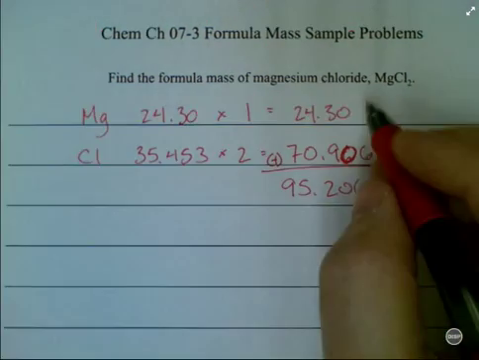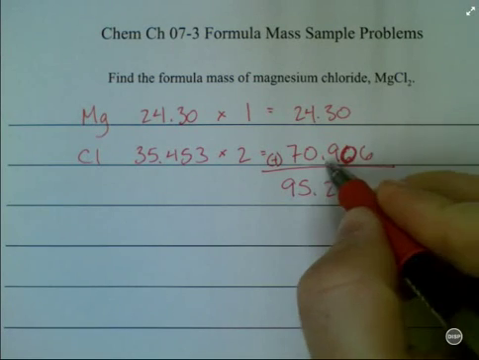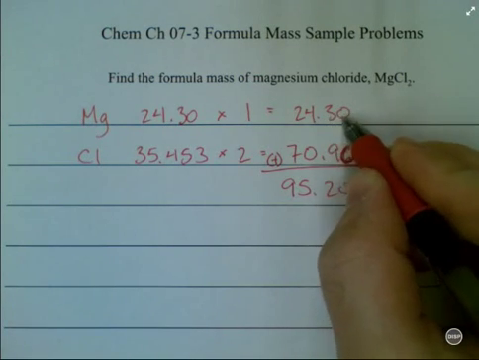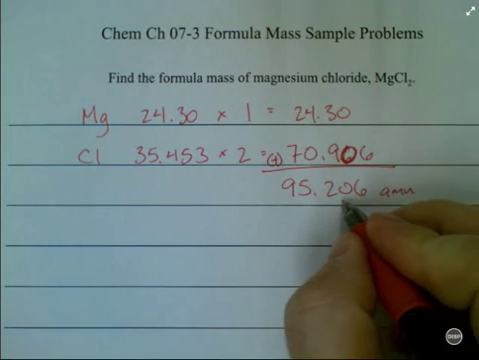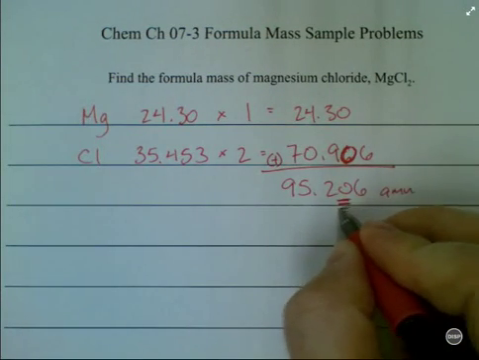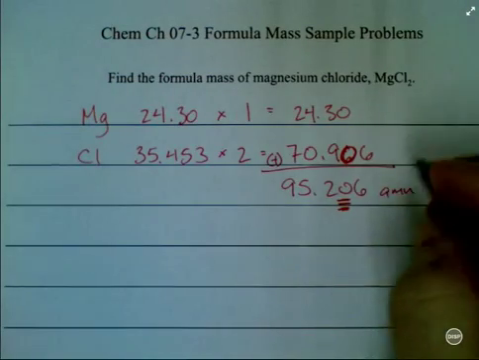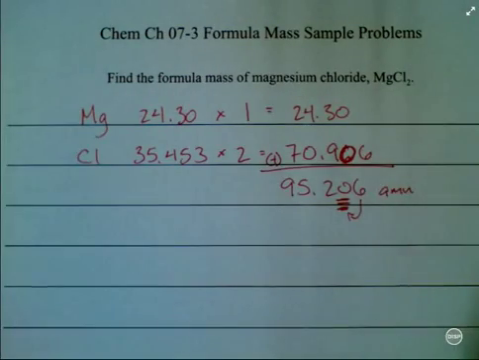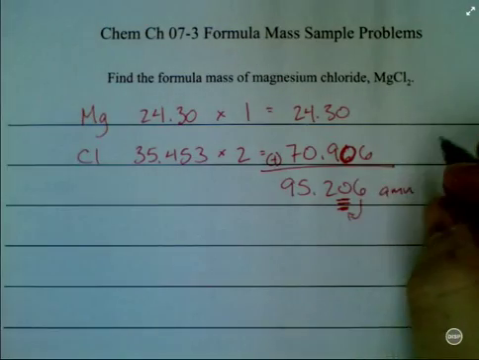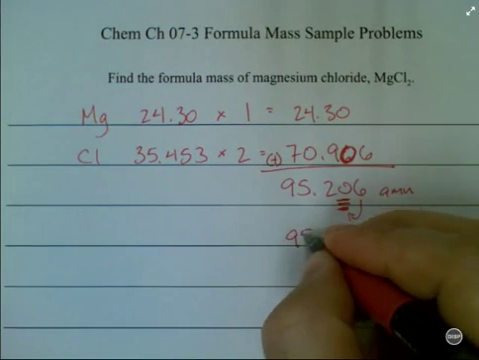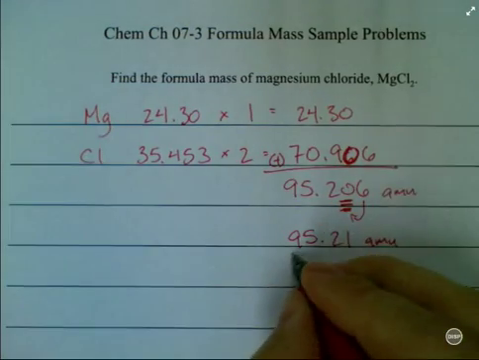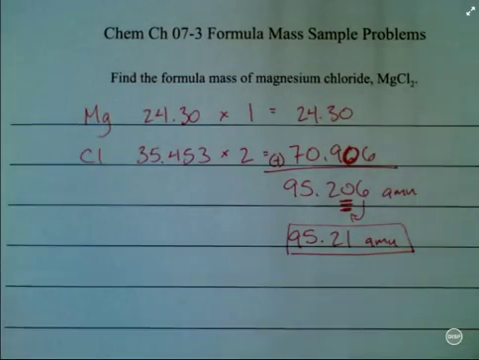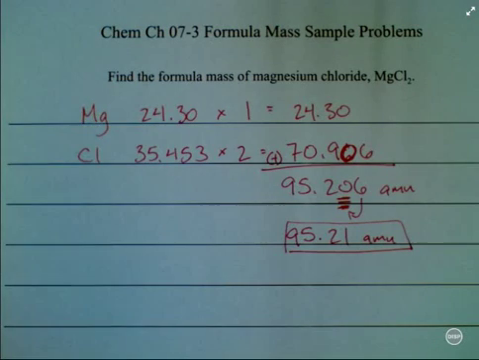So, I see that there are 1, 2, 3 digits past the decimal, and 1, 2 digits past the decimal. So 2 is less than 3, so I want my answer to be recorded with 2 digits beyond the decimal. Taking into consideration this 6, that's going to tell me I actually want to round up. And so the final answer that I am going to record for the formula mass of magnesium chloride is actually 95.21.